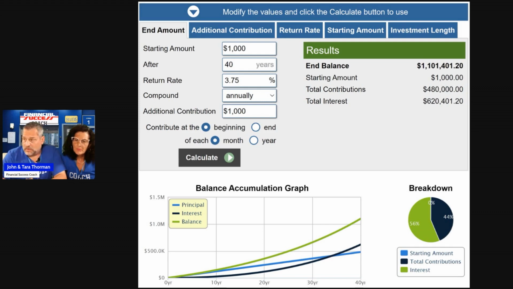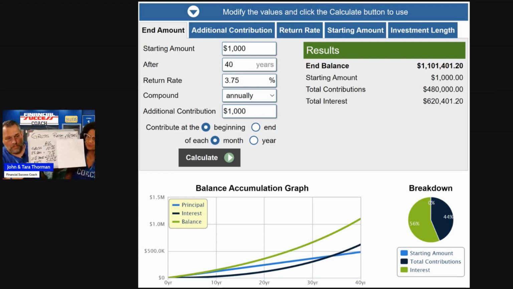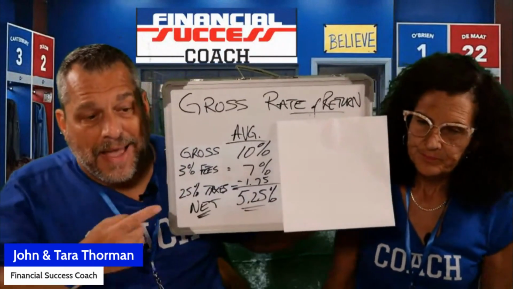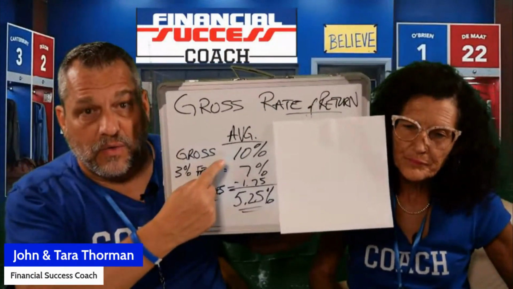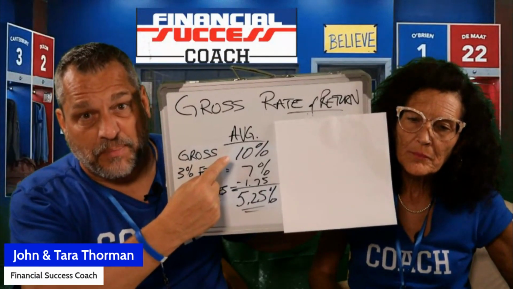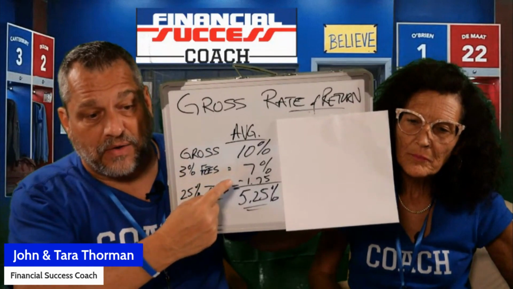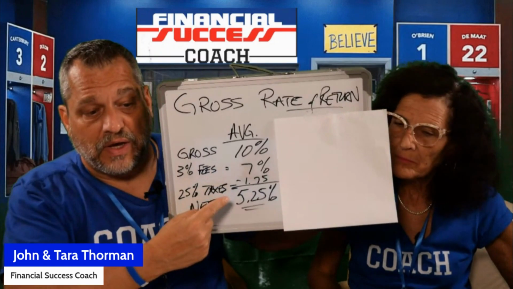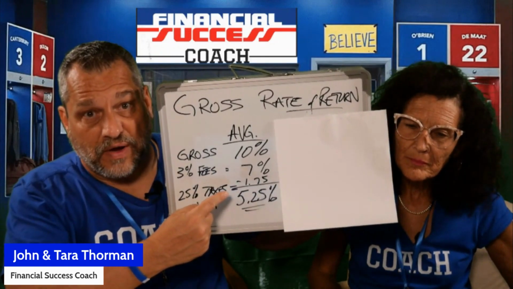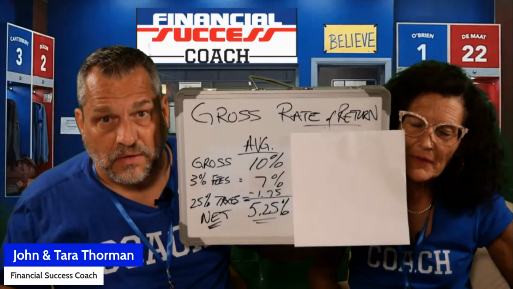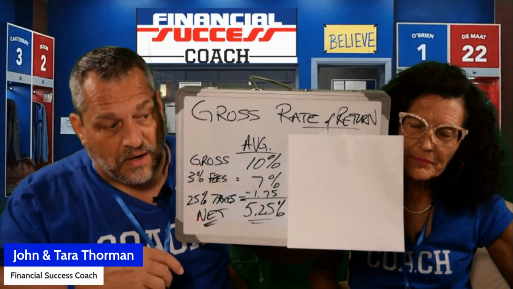Now, here's why I'm showing you this. The gross rate of return matters, okay? If we're using the average annual rate of return and you're thinking you're getting 10%, but then you've got to pull out your fees, it could easily be 3%. So now you're left with 7%. Then you've got to pull out for taxes if it's in a non-qualified retirement account. You could only be making 5.25%. Wow. When you think you're making 10, but it's worse.